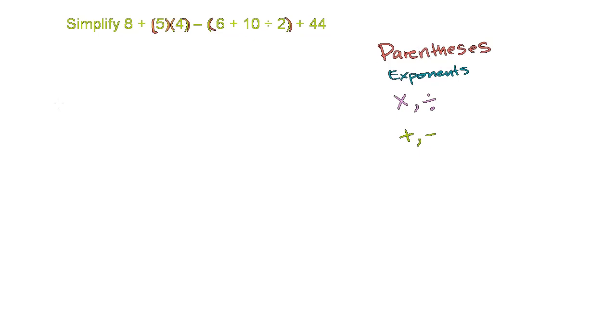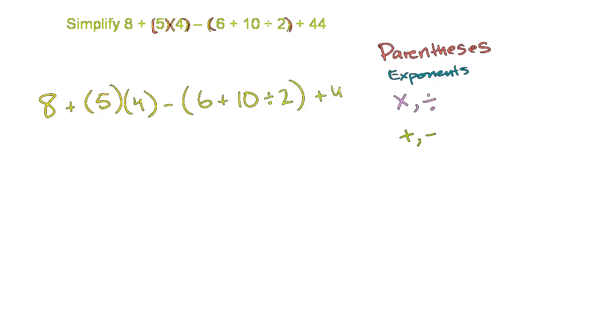So let's apply it over here. Let me rewrite this whole expression. So it's 8 plus 5 times 4 minus, in parentheses, 6 plus 10 divided by 2, plus 44. So we're going to want to do the parentheses first. We have parentheses there and there. Now this parentheses is pretty straightforward. Inside the parentheses, it's already evaluated. So we could really just view this as 5 times 4. So let's just evaluate that right from the get-go.